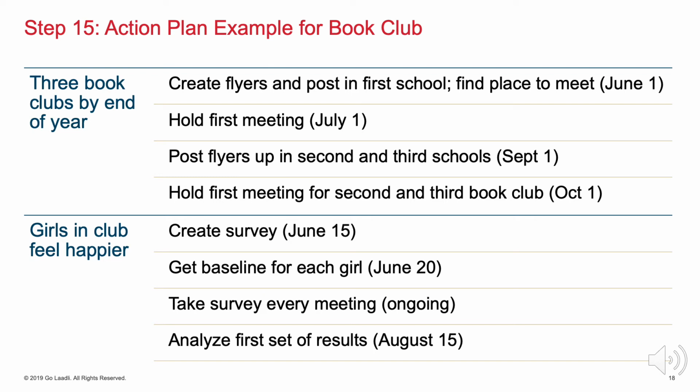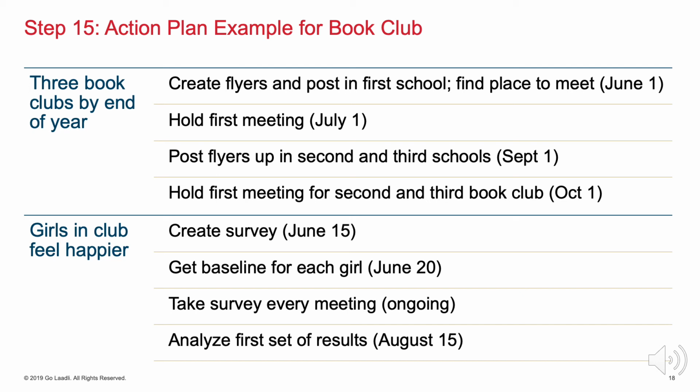So you remember from, I think it was step 12, that you want to have 3 book clubs by the end of the year. So what are the milestones, the interim steps that need to happen to make that achievable? Here's an example. You maybe create flyers and post them in the first school. You find a place to meet and you do that by June 1st. Or in this case, given that we're already in July, maybe you do that by August 1st.